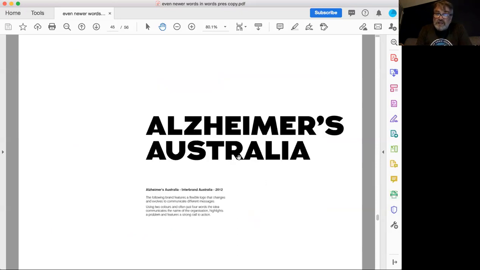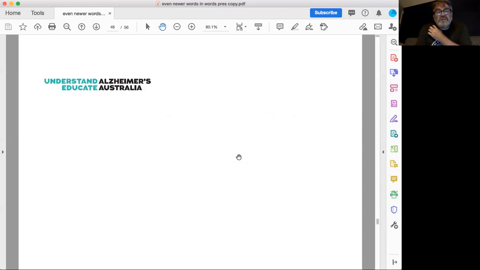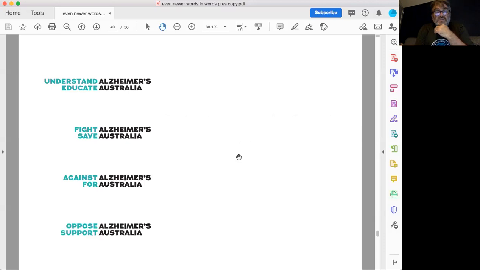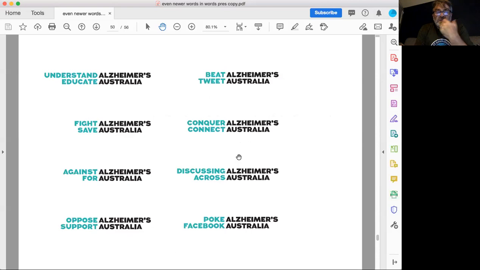And then Alzheimer's UK, done by Mike Rigby when he was at Interbrand in Sydney. This is a fantastic piece of design. It's a flexible logo that changes and evolves to communicate different messages. It uses 2 colours and often just 4 words for the idea to communicate the name of the organisation and highlights the problem as well. So understand Alzheimer's, educate Australia, fight Alzheimer's, save Australia, against Alzheimer's, for Australia, oppose Alzheimer's, support Australia. And so it goes on.